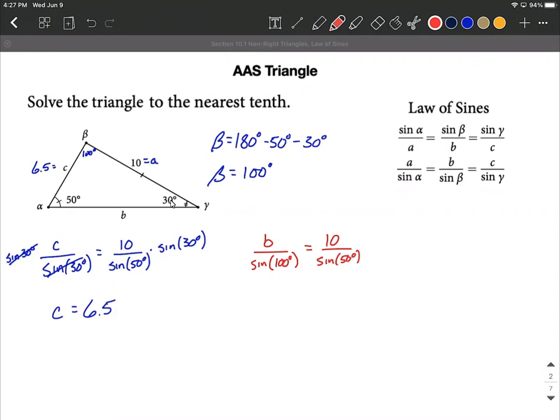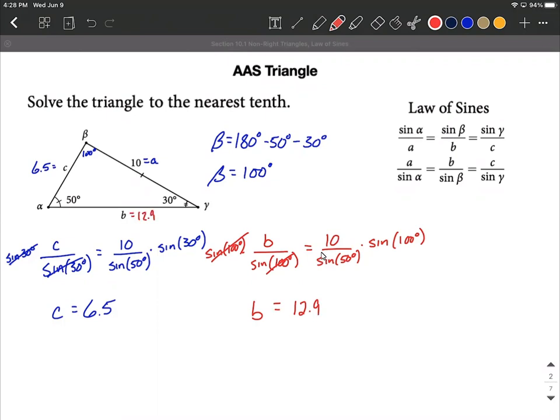Again, our solving down shouldn't be too bad on this one. I chose this version because B is up in the numerator, so there are a little fewer steps to solve down. Very similar to what we just did on the left-hand side. I'm going to multiply both sides by sine of 100 degrees. That will get B on one side all by itself. I'm going to enter the right-hand side into our calculator, making sure we're in degree mode. And I got 12.9 units on this side.